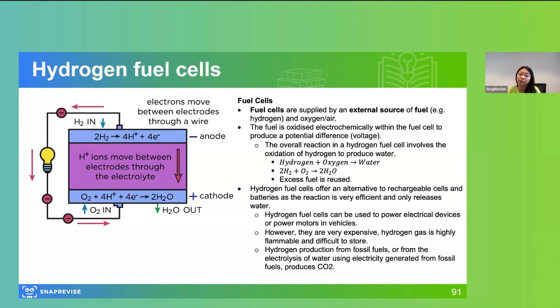But the general understanding is that fuel cells are a good alternative to rechargeable cells, but they're kind of hard to use right now because they're expensive and they're very, very flammable. So yeah, electrolysis should be done on both combined and triple, but for combined you don't need to know as much. I'm hoping that is clear in the differences. That is it for electrolysis.